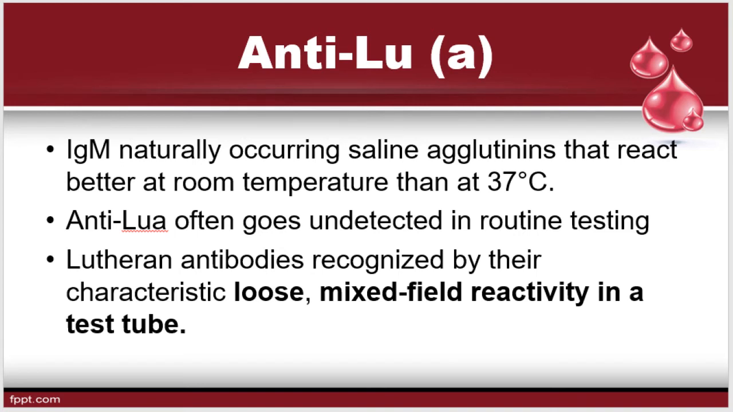Most anti-LUA will directly agglutinate RBCs at room temperature as well as in the 37 degrees Celsius phase. Lutheran antibodies are recognized by their characteristic loose, mixed field reactivity in the test tube. Examples of anti-LUA that react only at temperatures below 37 degrees are clinically insignificant. There are no documented cases of immediate HTRs. There are only rare and mild delayed HTRs due to anti-LUA.